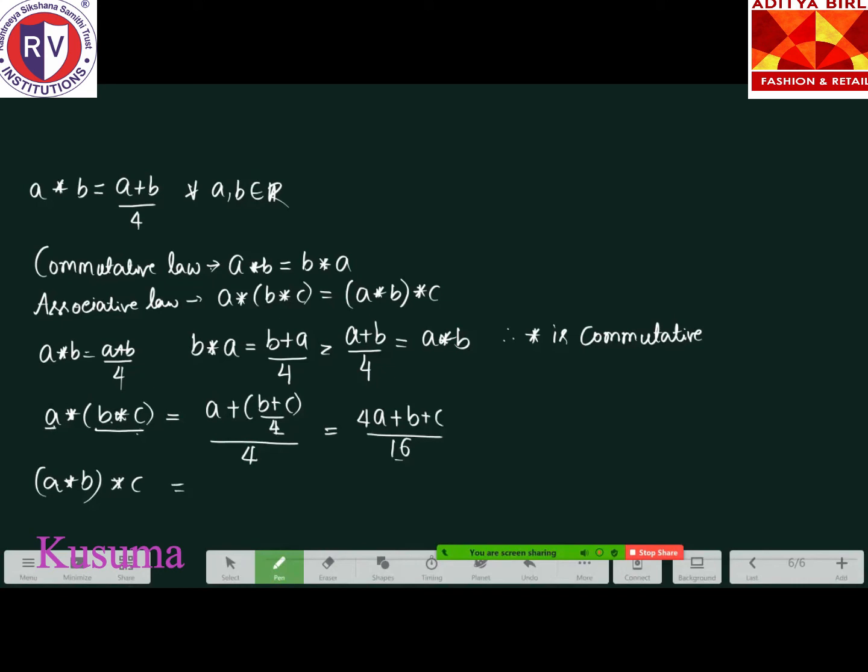So once again, A star B, this term can be expanded as (A plus B)/4, plus this C, that is the second term, divided by 4, which is equal to (A plus B plus 4C)/16. See, are they equal? No, here (A star B) star C is not equal to A star (B star C). Therefore, star is not associative.